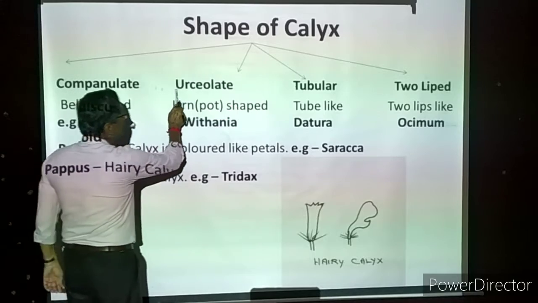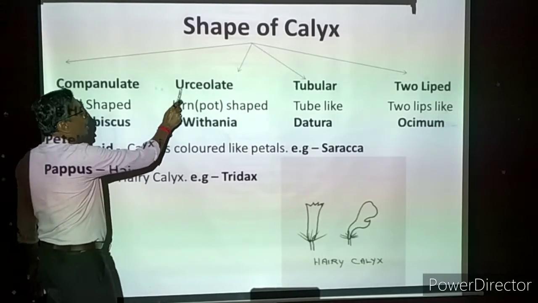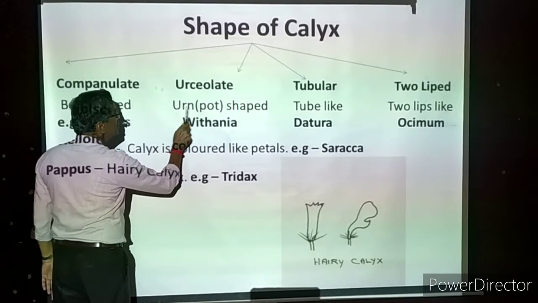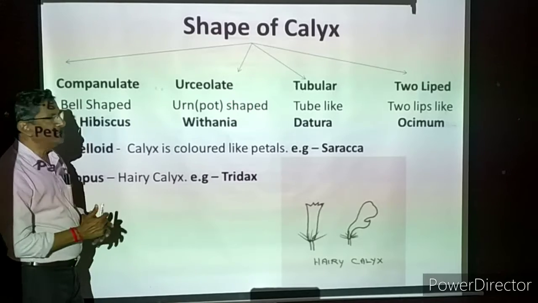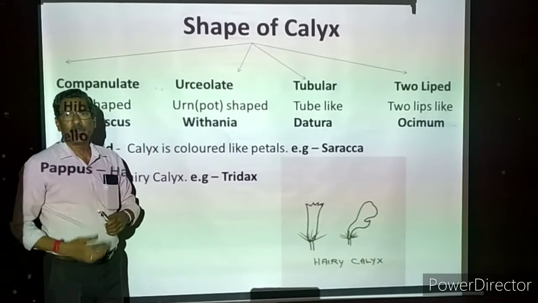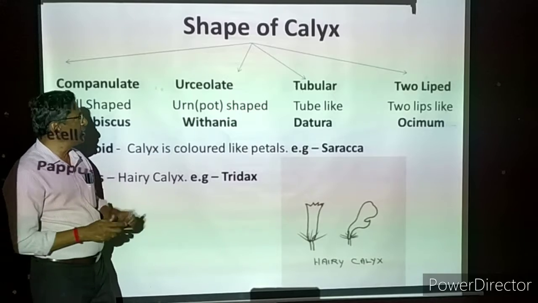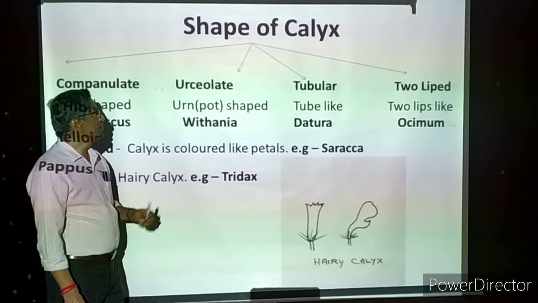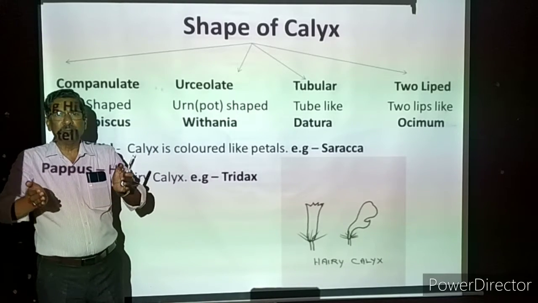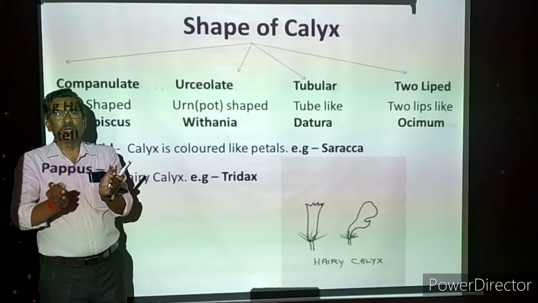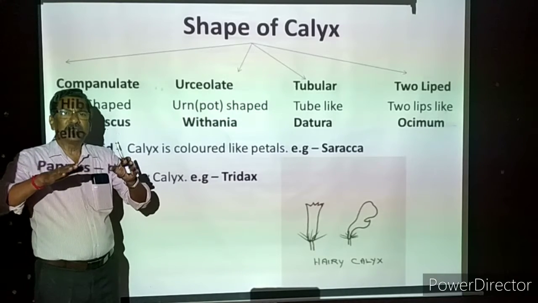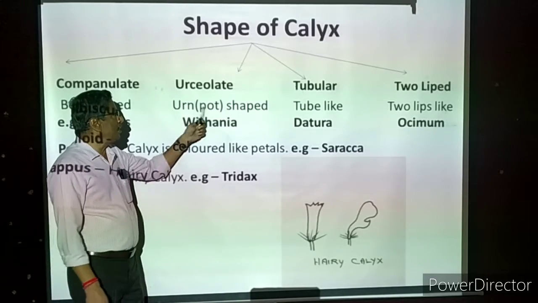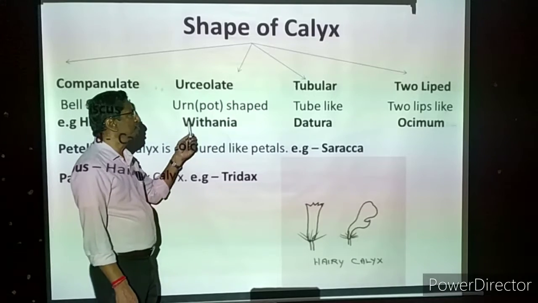Then the second one is urceolate, U-R-C-E-O-L-A-T-E. It is urn shaped. U-R-N. Urn is otherwise called a pot, the clay one. They make pots, is it not? The pot is also called an urn. Urn shape means pot shaped. At the bottom, it will be somewhat curved and more or less spherical. Then after that, a narrow neck and a wide mouth will be present. Like that, the calyx will be present, like a pot. Withania is the best example for that.